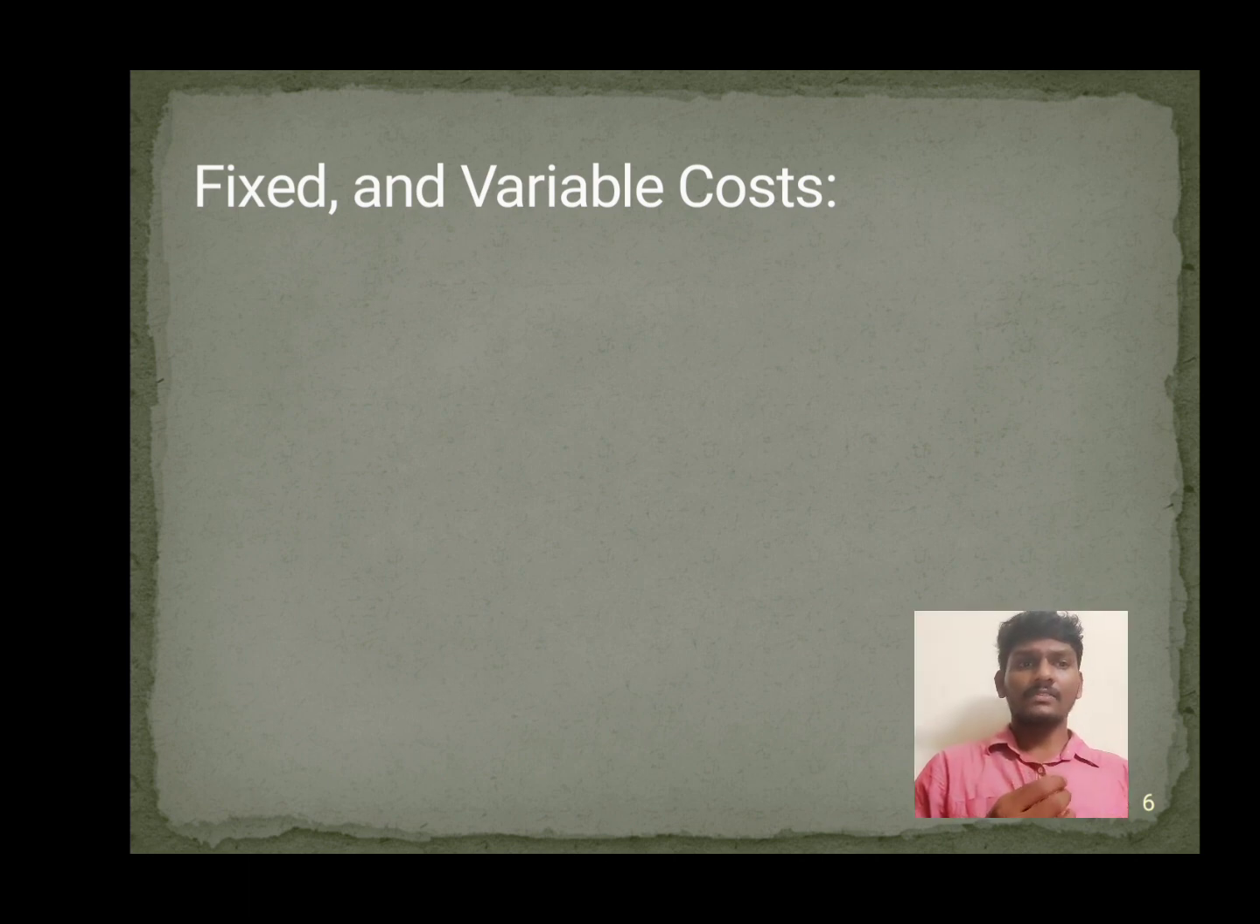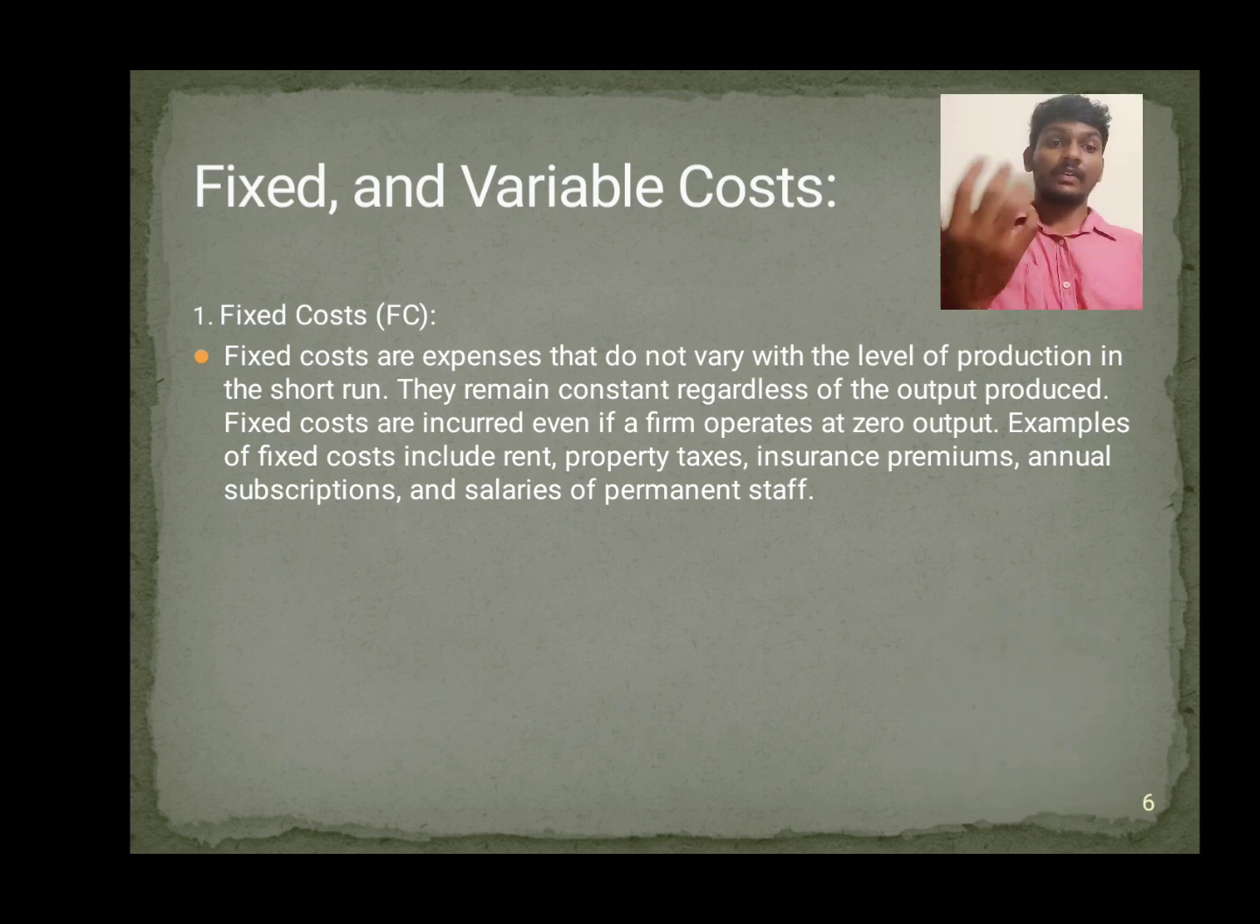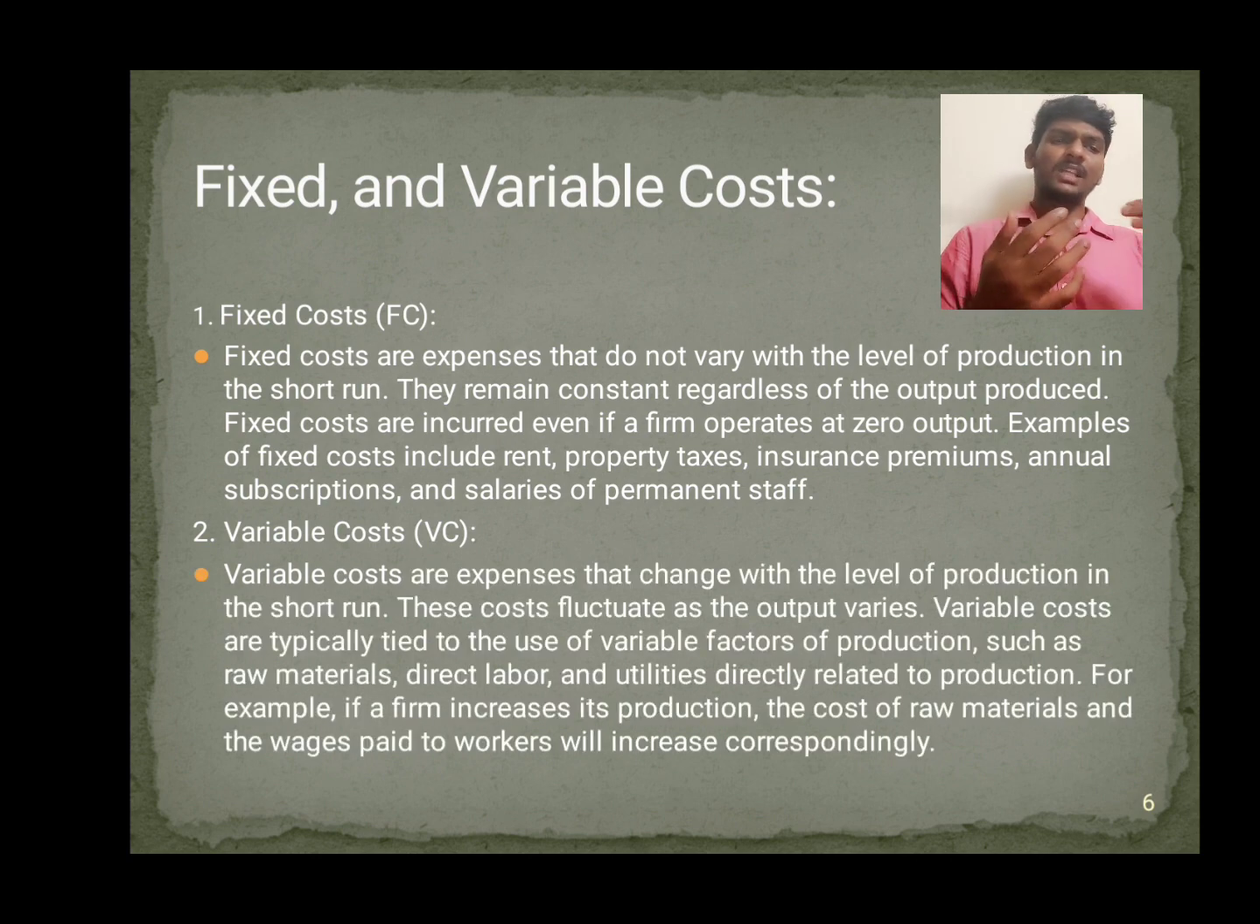Short run costs are further classified into fixed cost and variable cost. First, fixed cost. Fixed costs are expenses that do not vary with level of production in the short run. They remain constant regardless of the output produced. Whereas variable costs are expenses that change with the level of production in the short run. These costs fluctuate as the output varies.